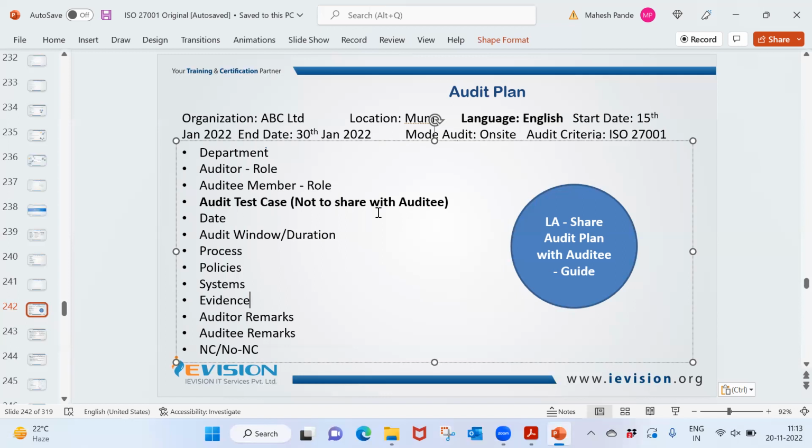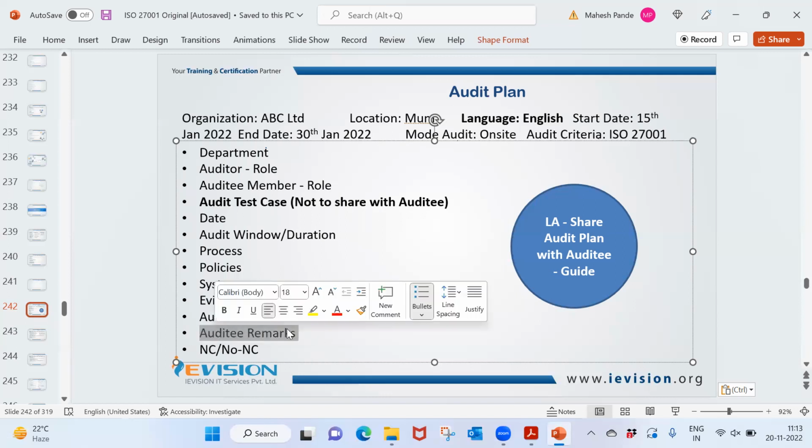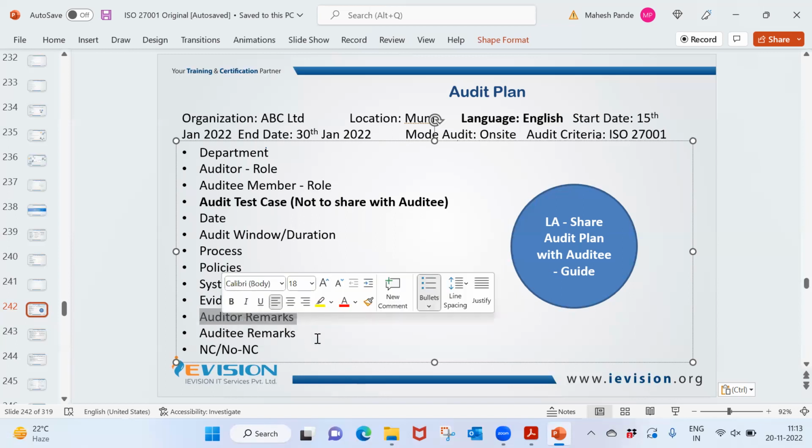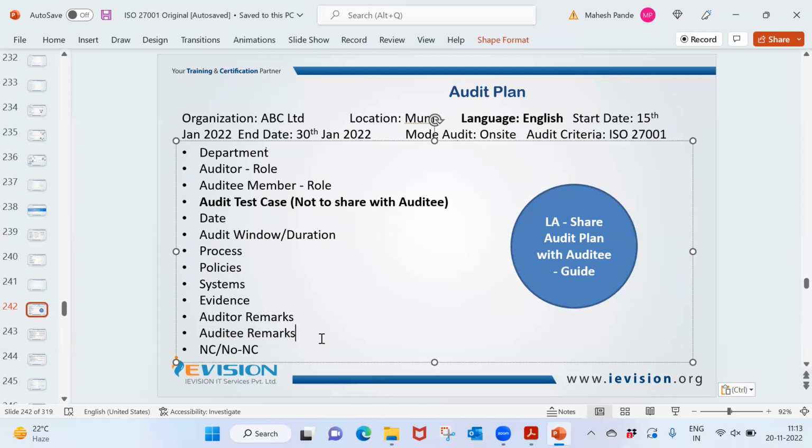Seasoned auditors do not debate. Yes or no, Sujit? Sugato? Correct. Seasoned auditors always try to keep it very comfortable. They will write their remarks and observations, but they will not argue. That is something you will have to practice going forward, and we will see how we will be conducting the audit test cases. So this is what we can talk about for the audit plan.